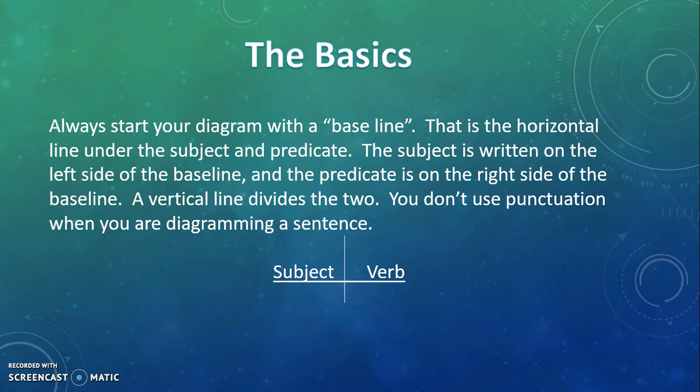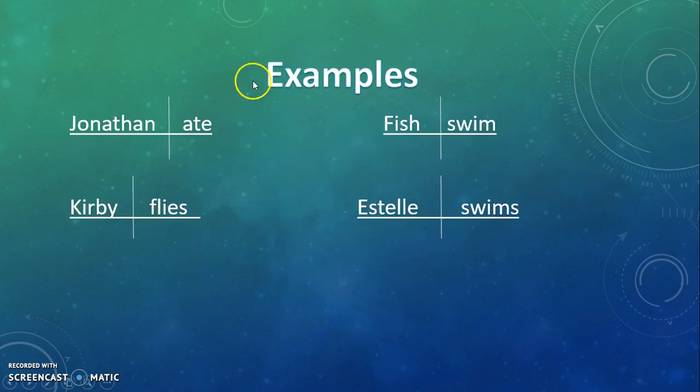Now, you didn't have to write anything of that down, but now open your flap for basics, and here are your examples. These are obviously very simple sentences. Jonathan ate, subject, predicate. Fish swim, subject, predicate. Kirby flies, we hope, subject, predicate. I could have put Kirby poops, I guess, but fly sounds better. And Estelle swims, subject, predicate. And someday she'll swim as fast as her sister, right, Estelle? All right, you can close the basics flap after you have those down.